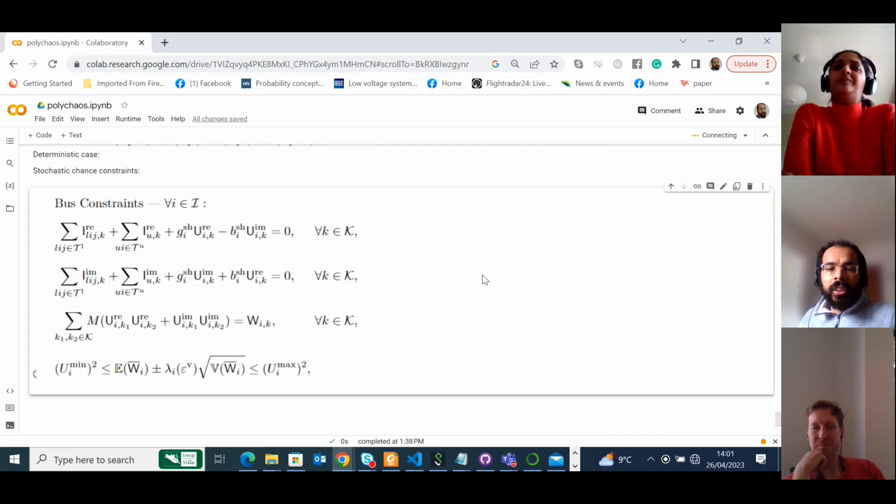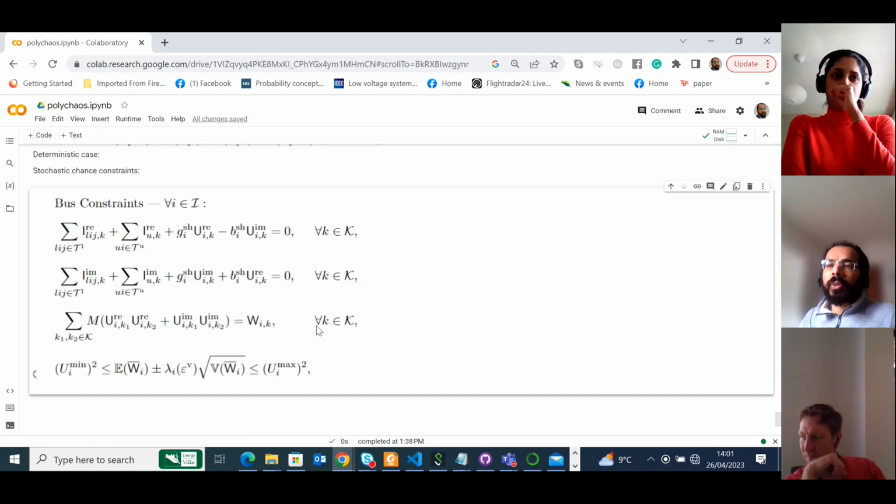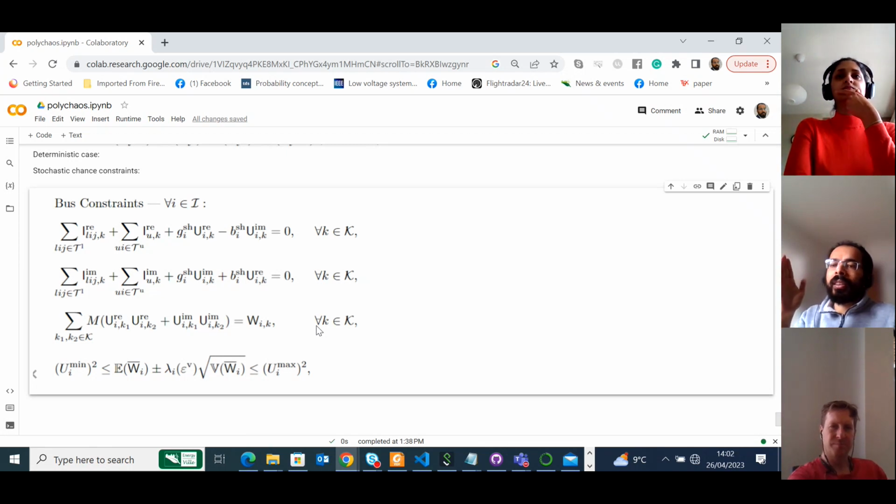But you were talking about lambda. Basically, if it is a Gaussian distribution, then mu plus 1.65 times the standard deviation represents the point where your PDF has 95% of the area covered.